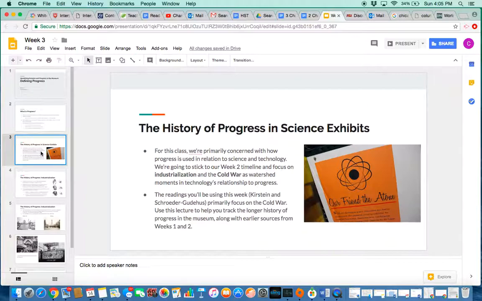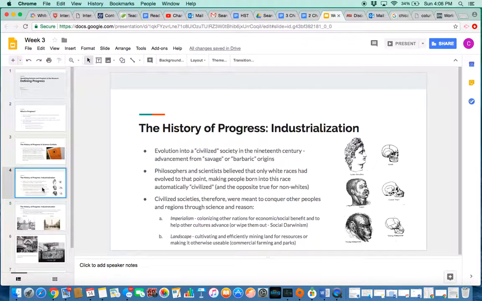So because we've already established in our timeline two kind of watershed moments in relation to society's relationship to technology and science, then we want to make sure that we're going to stay on that timeline. The readings that you're going to look at this week are primarily going to be Cold War focused, so I'm going to use the lecture today to focus on industrialization. This is going to help us track this longer history. We will look at some other time periods as we go forward from this point, but for this unit, we're going to stay on the timeline that we established in week 2.